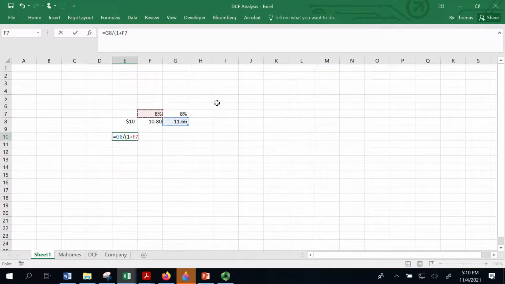I'll just grab one of these. I don't need to grab both because they're the same number. And I'm going to hit the caret 2, to the second power. Okay, so it's 1.08 squared. And so that number is also $10. Okay, so the present value of $11.66 received 2 years from now, discounted at 8%, is $10. These are basic concepts in finance that are used to value a company.